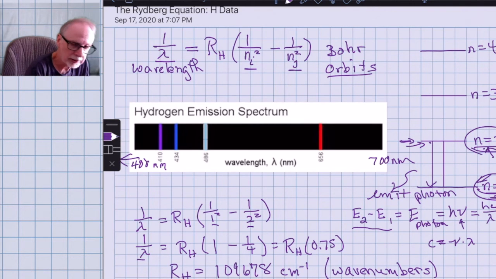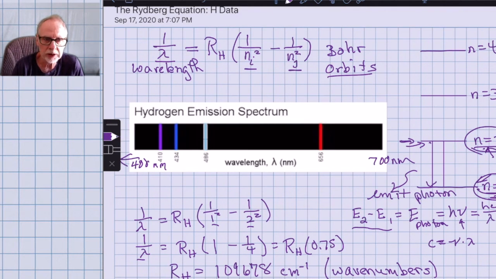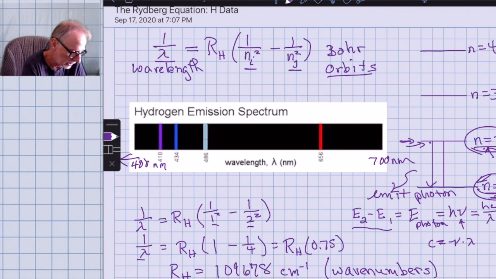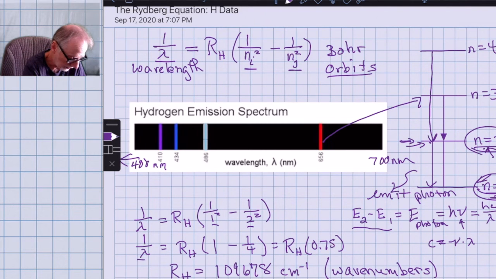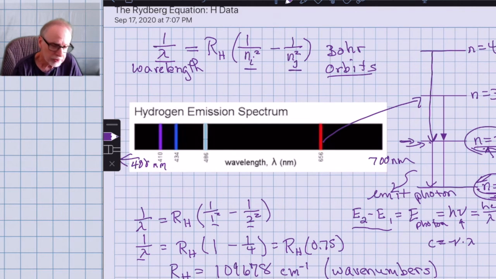So let's just do one calculation there. I'm just going to go through this very quickly just to review. I'm not going to go through all the steps that I went through in the previous calculation, but it does turn out, as we'll see, that the red line that's here in the spectrum corresponds to a transition from n equal 3 to n equal 2. And the green line is going to correspond to a transition from n equal 4 to n equal 2. All right. So let's do the 3 to 2 calculation really fast just to prove that that's the case.